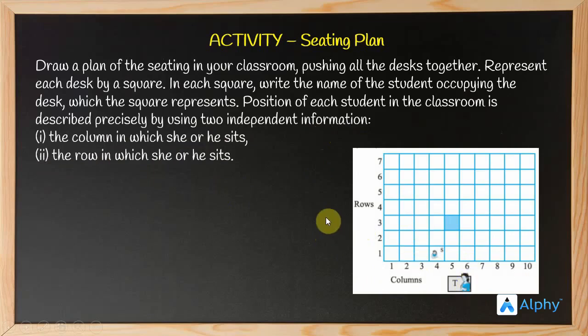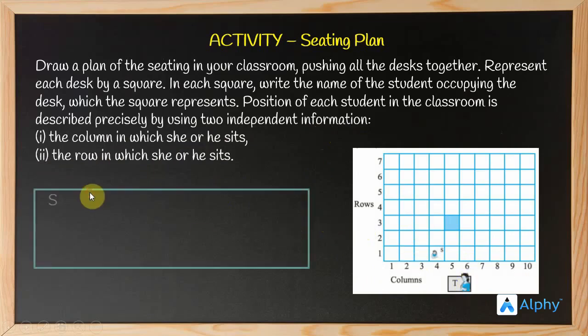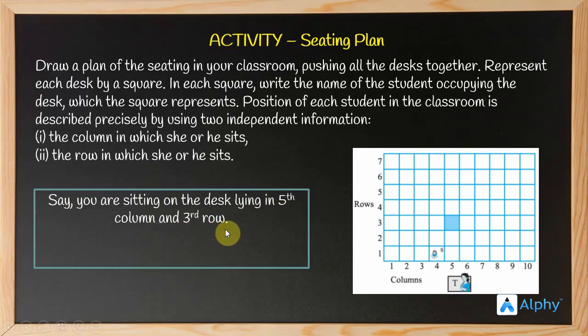T is the teacher's desk. Say you are sitting on the desk lying in 5th column and 3rd row. So 5th column means this column and 3rd row means this box. So this is your desk. Is it the same as 3, 5? 3, 5 will be the third column and the fifth row, which is different.